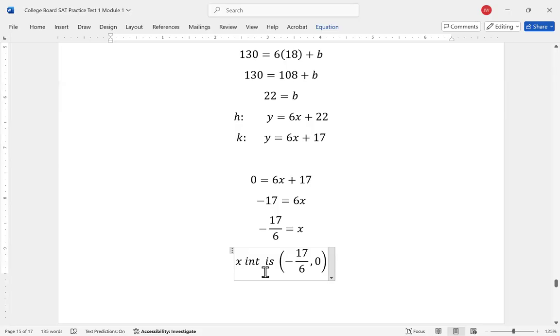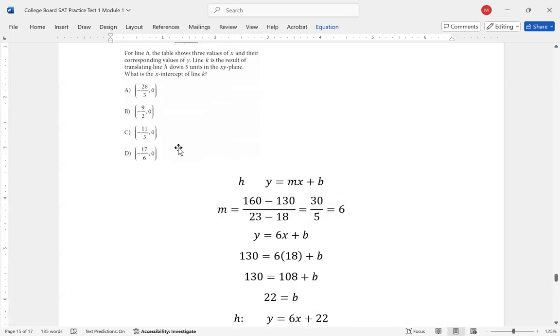So that's another option for finding the x-intercept. You don't have to plug and try every point if you don't want to. You could have just plugged in 0 for Y and then solved for X. But in any case, either of these cases, negative 17 over 6 comma 0 is the correct answer.